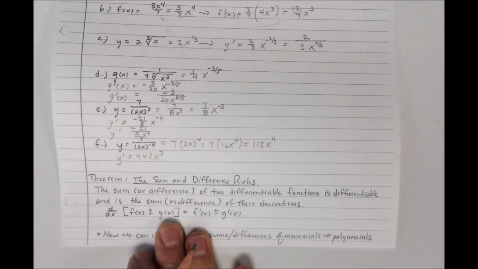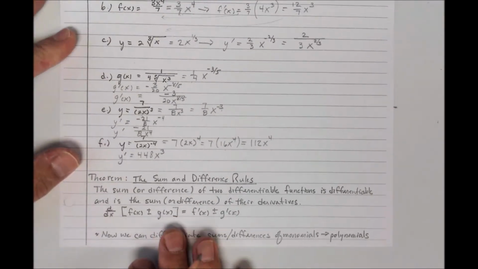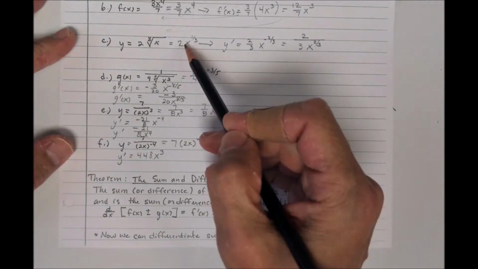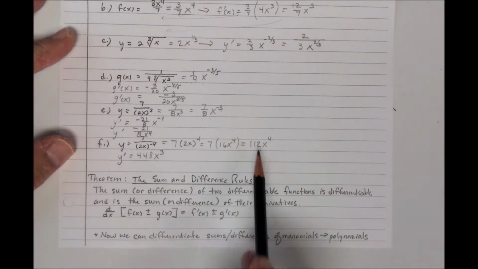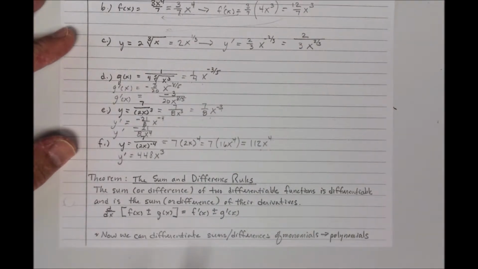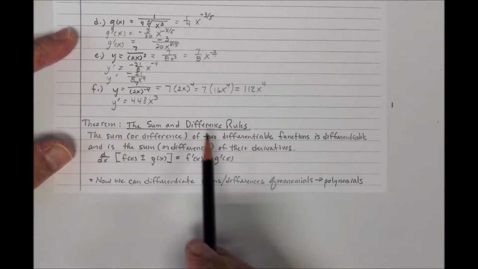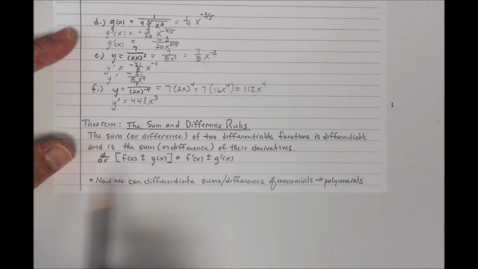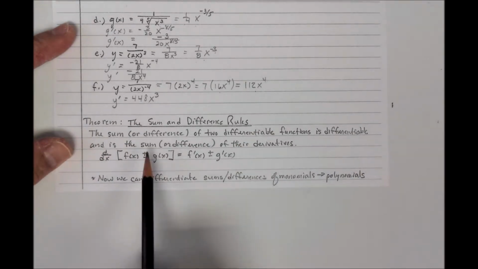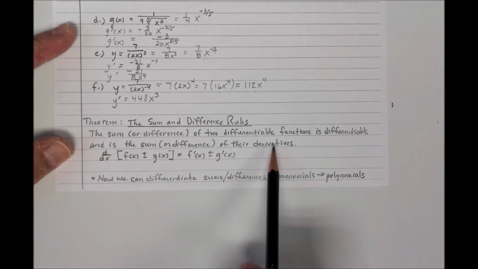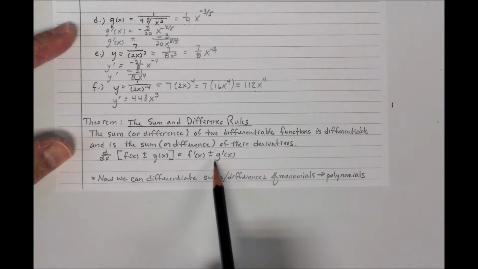So on these problems, you'll see how I took a step or two to rewrite it as a constant times the variable to a power, and then I took the derivative. Now, if you have a sum of differentiable functions or a difference of differentiable functions, as it turns out, this theorem states that it is also differentiable, and it's equal to the sum or the difference of the derivatives. So the derivative of a sum is the sum of the derivatives. The derivative of a difference is the difference of the derivatives.